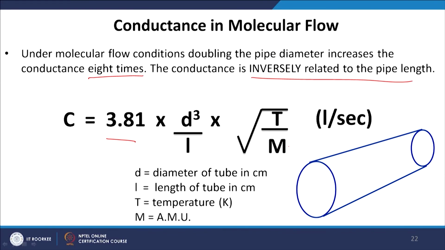But in the case of the molecular flow, it also depends upon the temperature and the mass. So, in addition to d cube by L, it also depends on T, where d is the diameter of the tube in centimeter, L is the length of the tube in centimeter, T is the temperature in Kelvin, and M is the molecular mass, which is expressed in atomic mass unit.